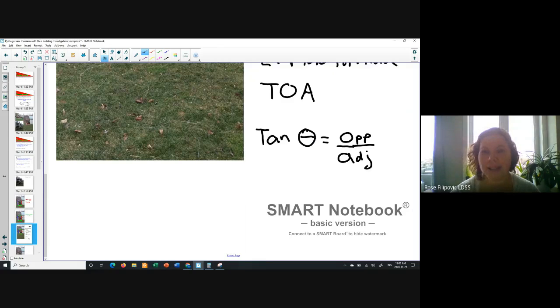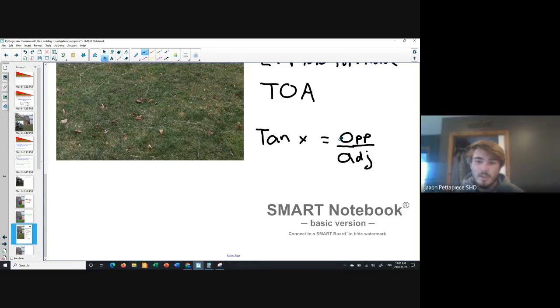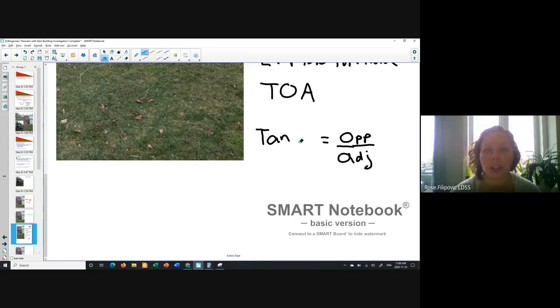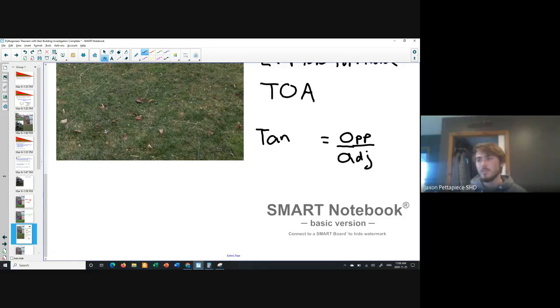In some classes, the teacher might make it simple and write tan of x. They just make it into a variable. If I see theta, then that's just a variable. It's just a variable. Yeah.